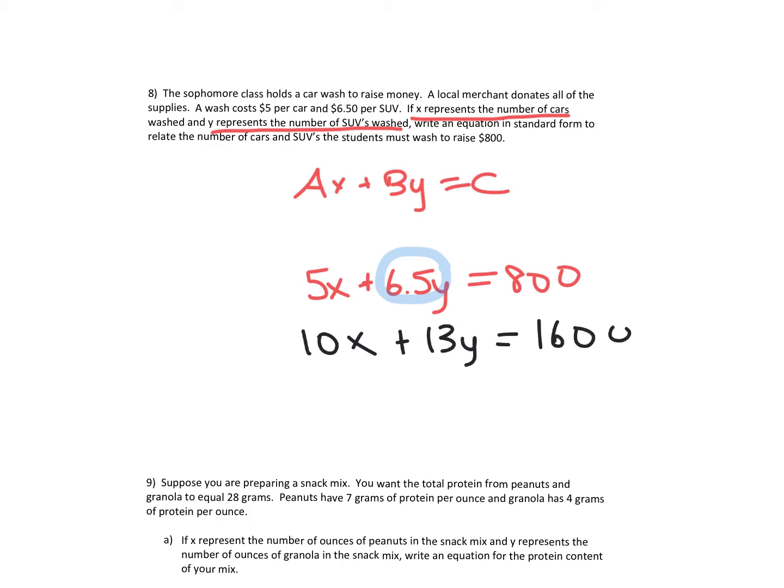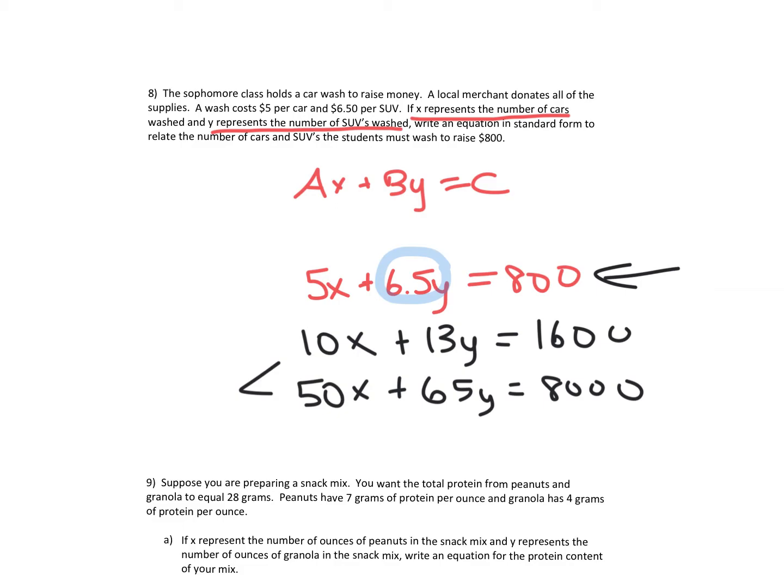If you wanted to multiply by 10, where you move the decimal to the right, that becomes 50x plus 65y equals 8,000. So either of these would be fine, or any other version, okay? But this one here needs to be still converted to where the b value is an integer.